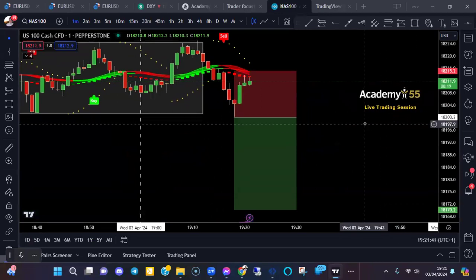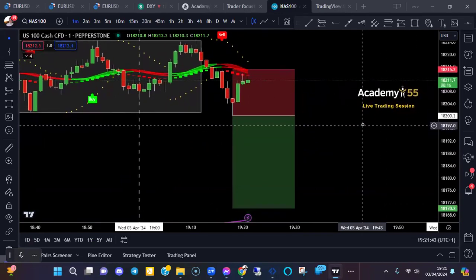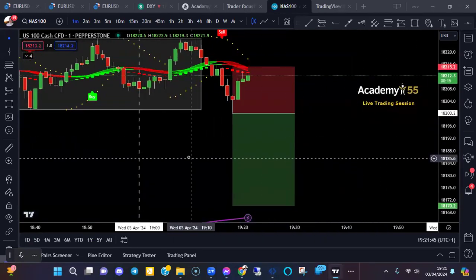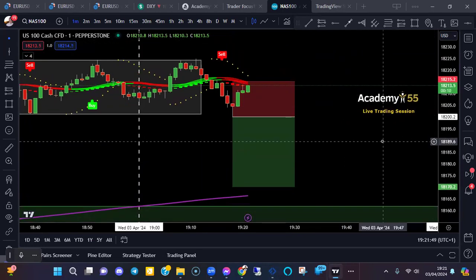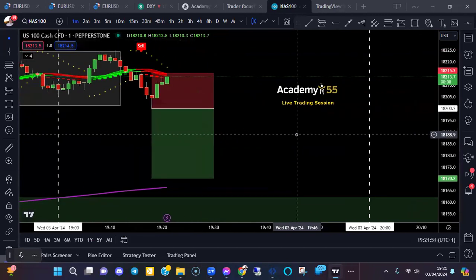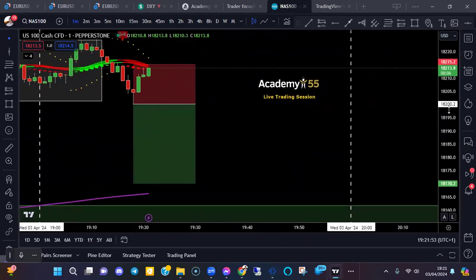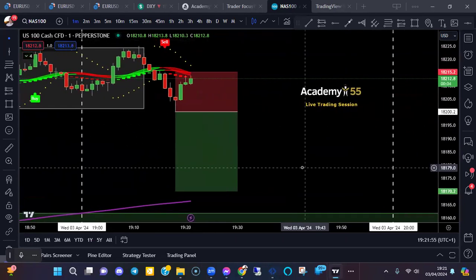So as per the rules, I can take one more trade if I feel like it. If I don't feel like it, I won't. But we will continue on.